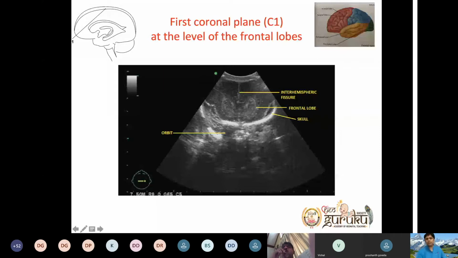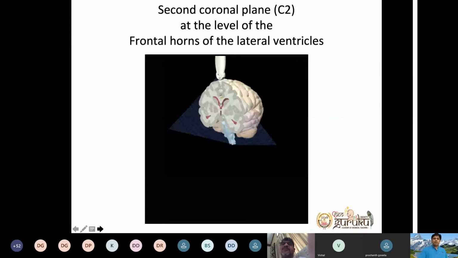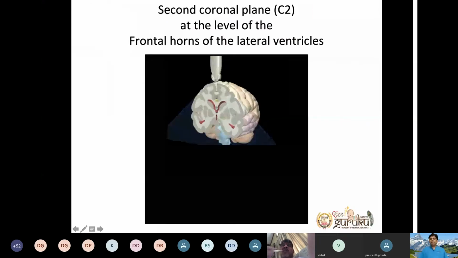On either side, you can see frontal lobe. Then you have your orbital ridge and orbit. So first section, three things. One is interhemispheric fissure, frontal lobe, and the skull, and orbit and orbital ridge. Next, this is how it looks like when you take a section.